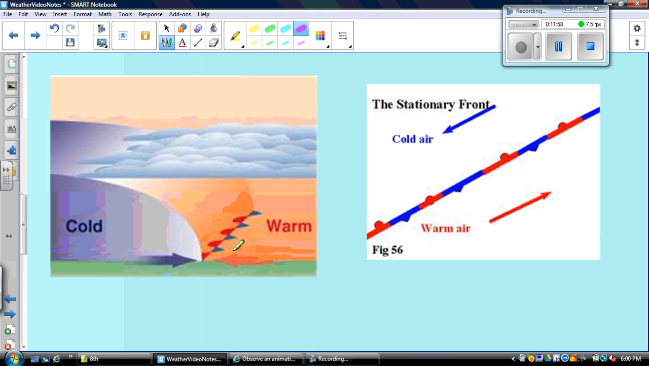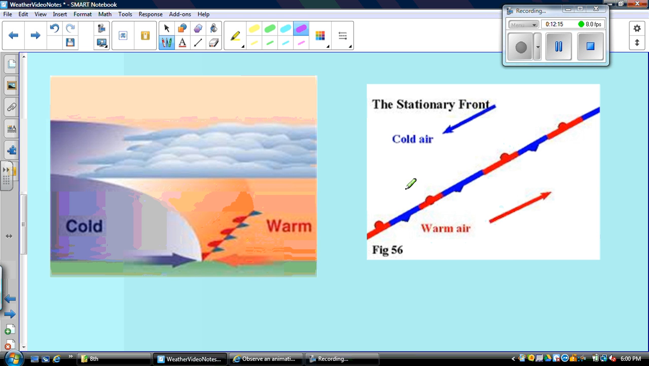And the way you can tell the difference between those, or the symbol for that one, is it's the half circle, and I think this one's drawn a little bit incorrectly. Half circle and the triangles for the warm and cold are on the same side.